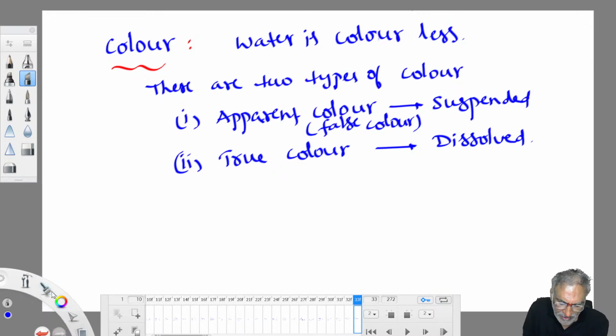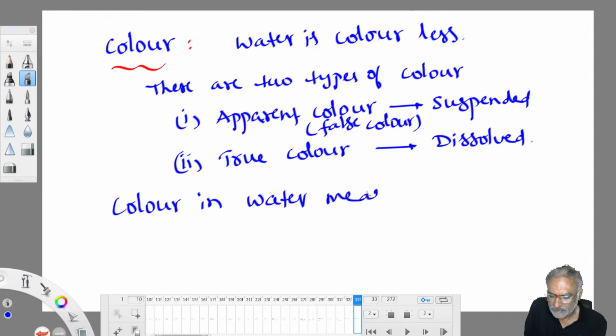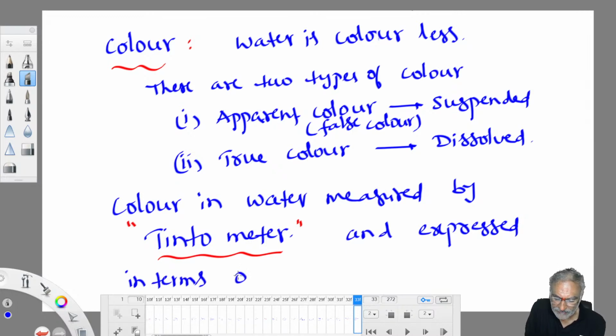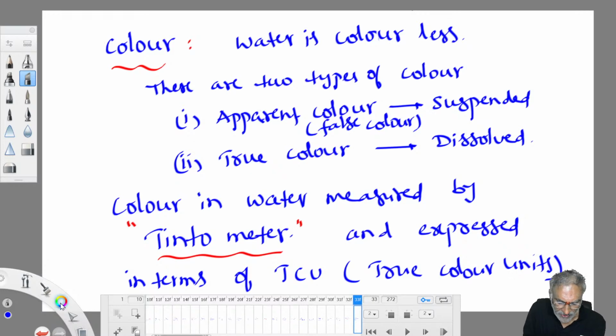Color in water is measured by a device known as a tintometer. You have to remember the name of this device. And it is expressed in terms of true color units, TCU. TCU stands for true color units. So we express color in terms of TCU.